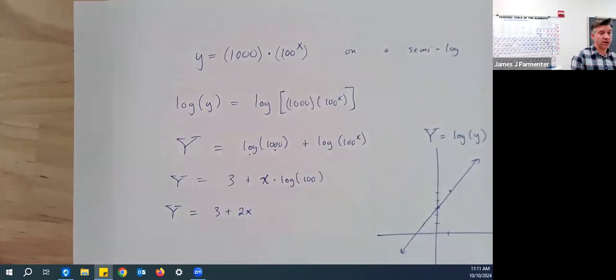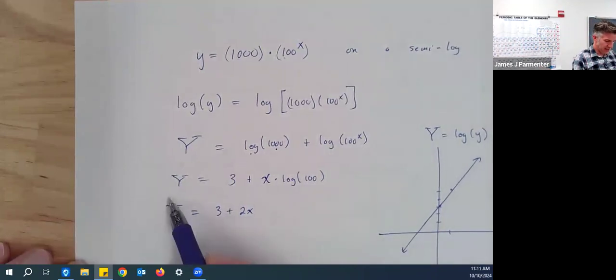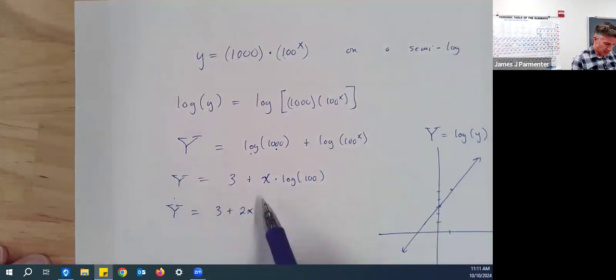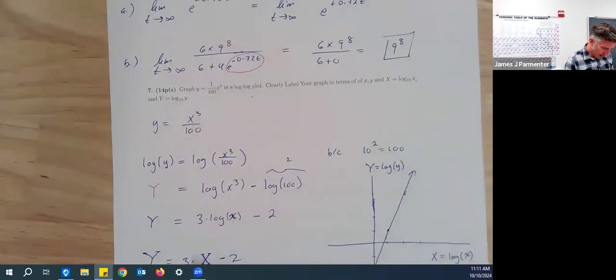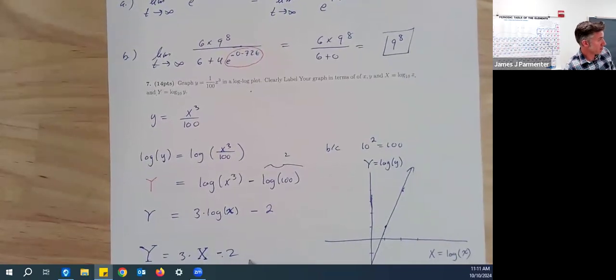So the process for finding the equation is pretty much the same either way. You take the log of both sides, simplify until you get capital Y equal to either some m lowercase x plus b, or for log, some m uppercase X plus b.